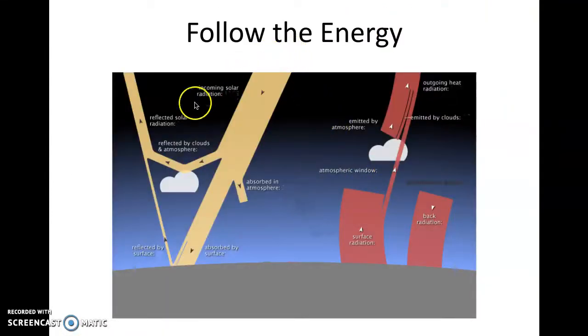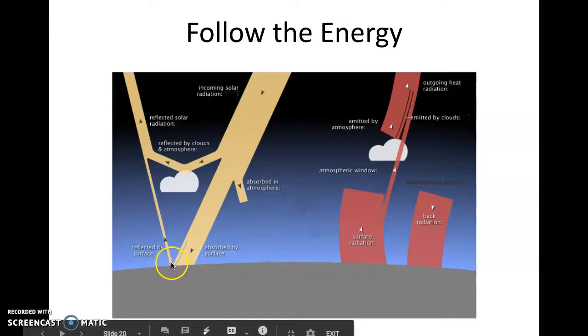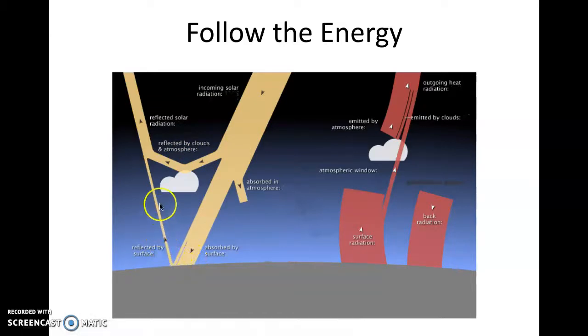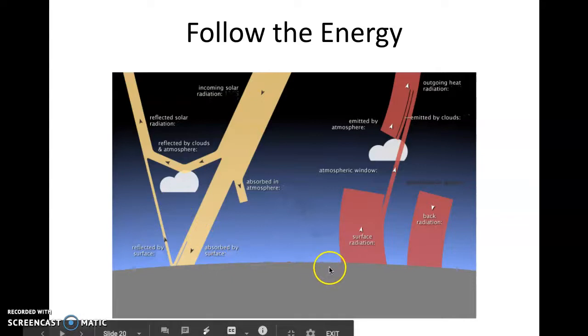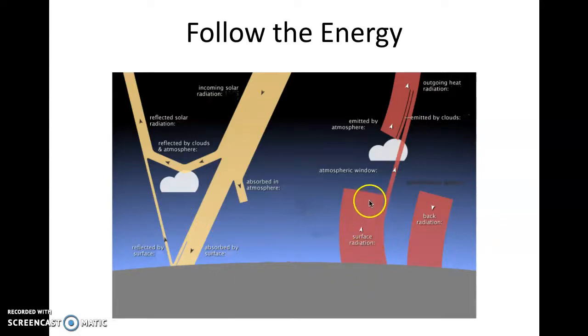And then this is a more detailed version. So you have incoming solar radiation. Some of it gets absorbed by the atmosphere, some of it gets reflected by clouds, and then the energy reaches the earth and lots of it gets absorbed, but some of it gets reflected back. And then this process is actually reversed at night, where there's a lot of radiation that leaves the earth but gets blocked by clouds as well as greenhouse gases.